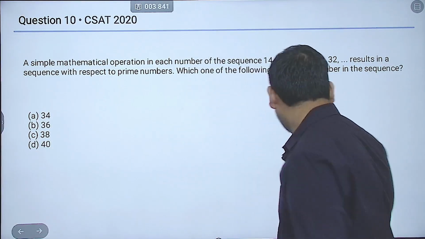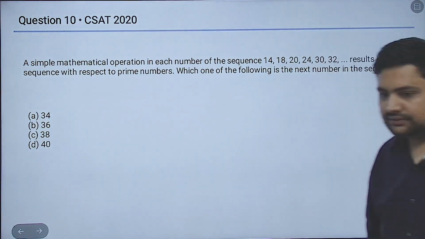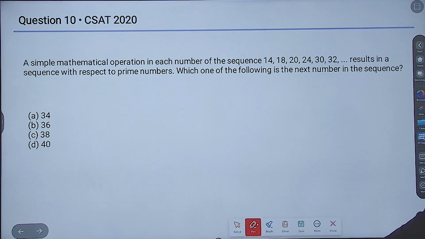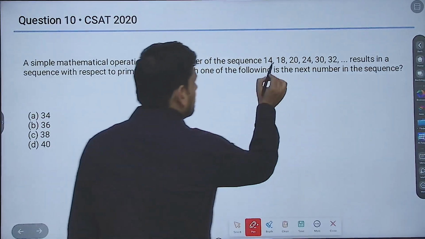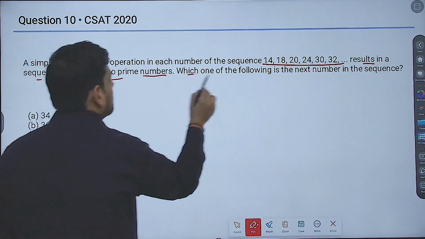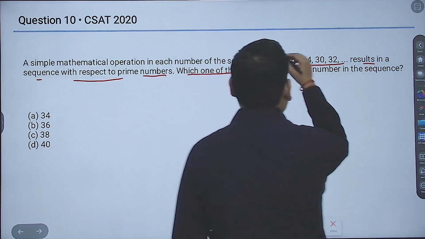Okay, now this is the next question in line. You can pause and try. So what it says: a mathematical operation on each number of the sequence results in a sequence with respect to prime numbers. Which of the following should be the next number? So it leads to a sequence of prime numbers.